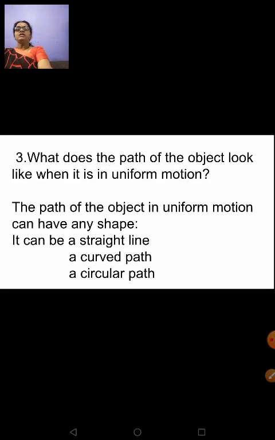Next question. What does the path of the object look like when it is in uniform motion? See, the path of the object can have any shape. For example, it can be a straight line, it can be a curved path, it can be a circular path, it can even be a zigzag path. So when the object is showing uniform motion, the path of the object does not have any specific shape. It can have uniform motion in any shape.